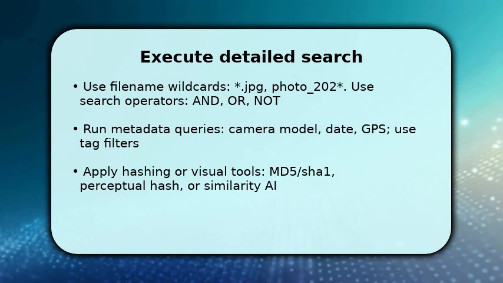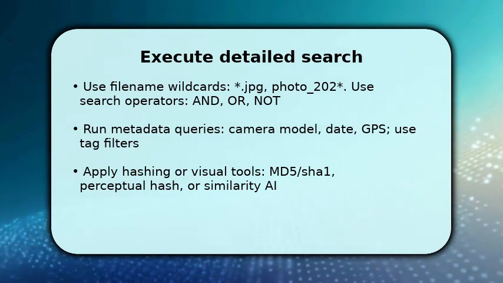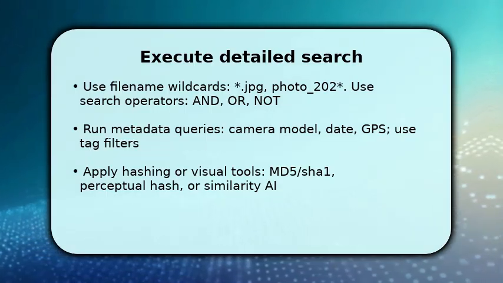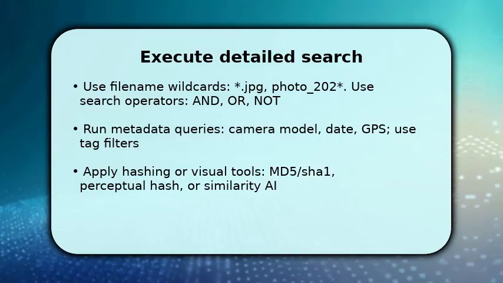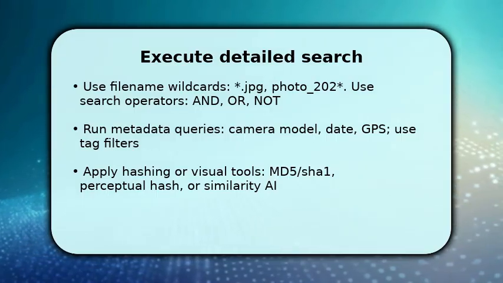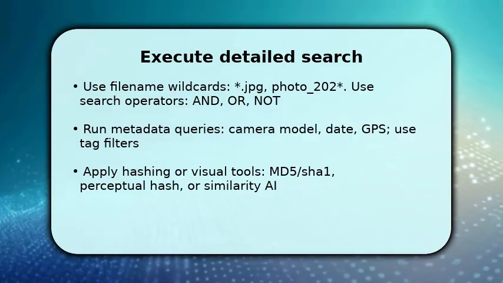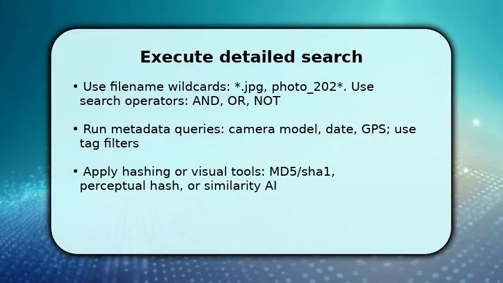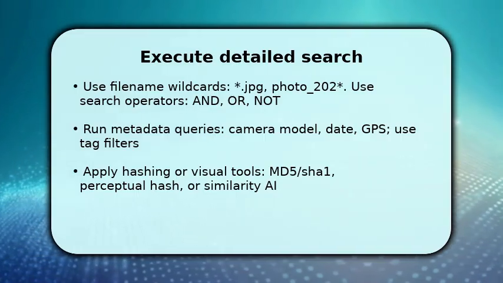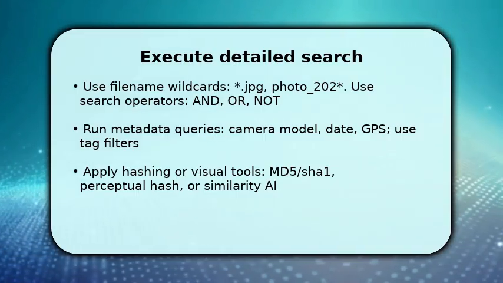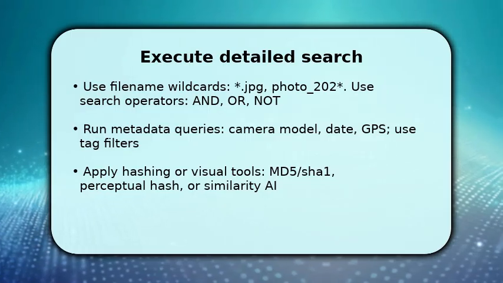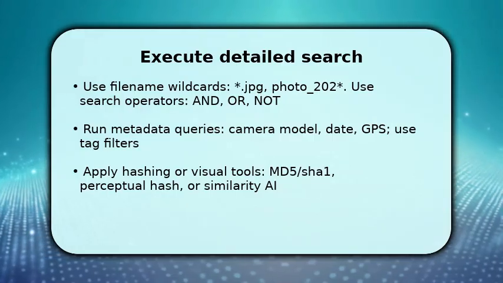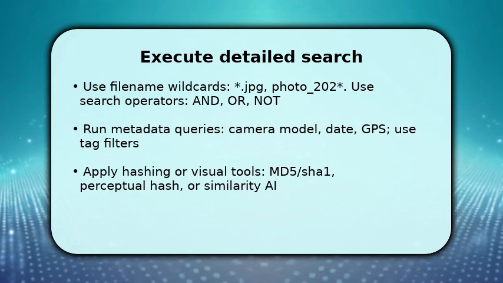Now you perform the core work. If names matter, use wildcards like asterisk.JPG or photo 202 asterisk and combine operators, AND, OR, NOT to narrow results. For metadata, query camera model, date ranges, or GPS tags. This finds photos from a specific device or trip. For duplicates, compute hashes, MD5, SHA-1, to catch exact matches. For near duplicates, run a perceptual hash or similarity model to group visually similar frames. Then review a small batch to verify accuracy before broader application.